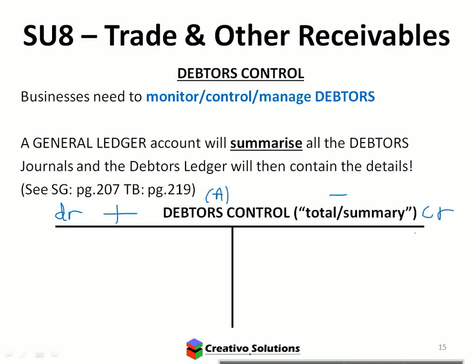Right, so what transactions will go into this account? Well, let's first start with the balance. If you were given an opening balance for the debtors, where would you put it? On the debit side. Why? Because it's an opening balance. Opening balance on the plus. Okay, so let's put in a balance.